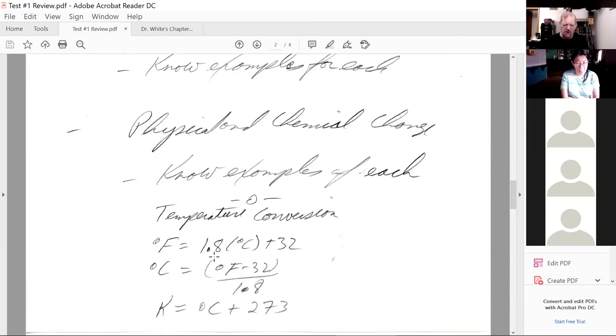Remember, the first one, 1.8 and 32 are exact numbers. The only thing that tells you how many significant figures your answer should be is degree C. Second one, 32 and 1.8 are exact numbers. The only thing that tells you how many significant figures your answer should be is degrees F. And the last one, 273, is an exact number. The only thing that tells you significant figures is degrees C.